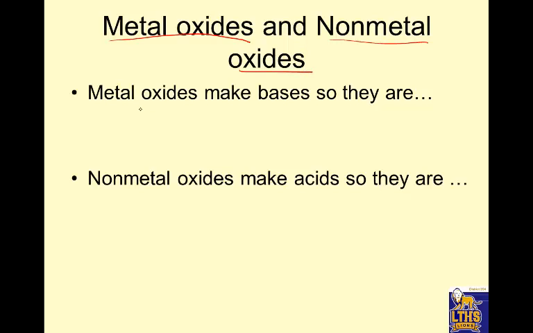Okay? So metal oxides are called base anhydrides, bases without water, because once you put them into water, then they turn into bases. Metal oxides make bases, so they are called base anhydrides.